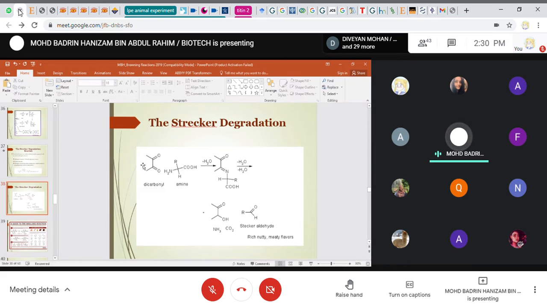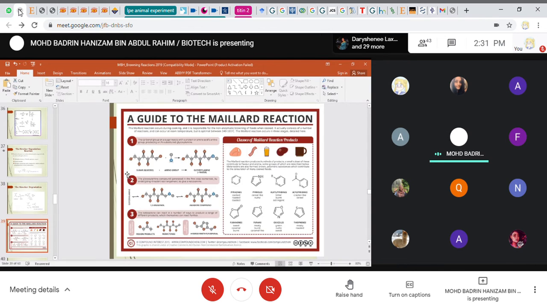So again, this is how it looks like: dicarbonyl, amine, saccharoaldehyde, rich nutty meaty flavor. So I think this is easier. This makes it easier for you to understand, a guide to the Maillard reaction. Maillard reaction occurs during cooking, responsible for the non-enzymatic browning of food when cooked. It actually consists of a number of reactions. It can occur at room temperature, but it's very slow.